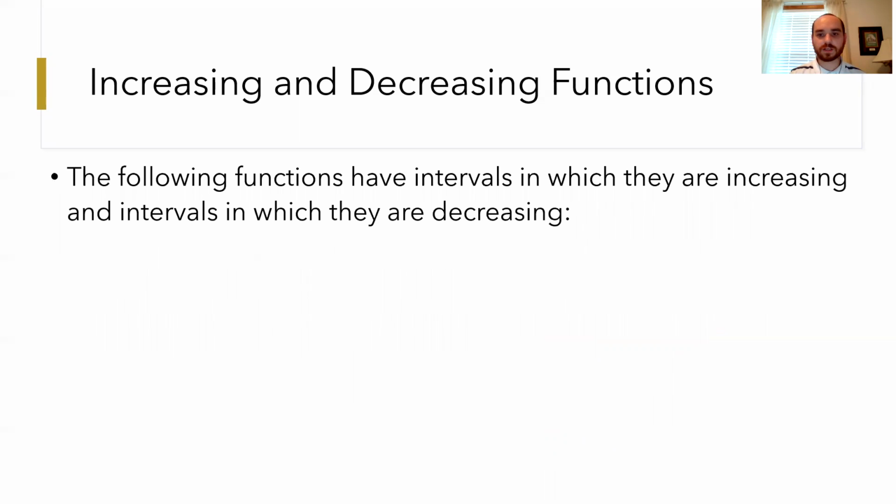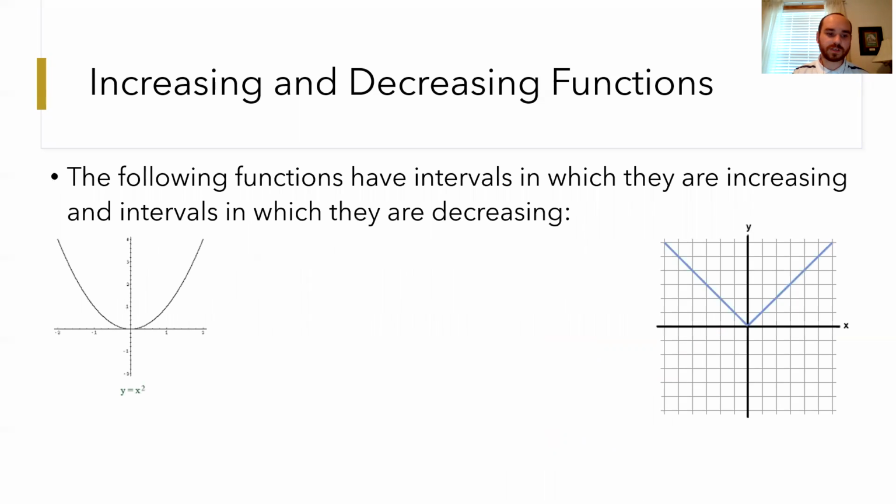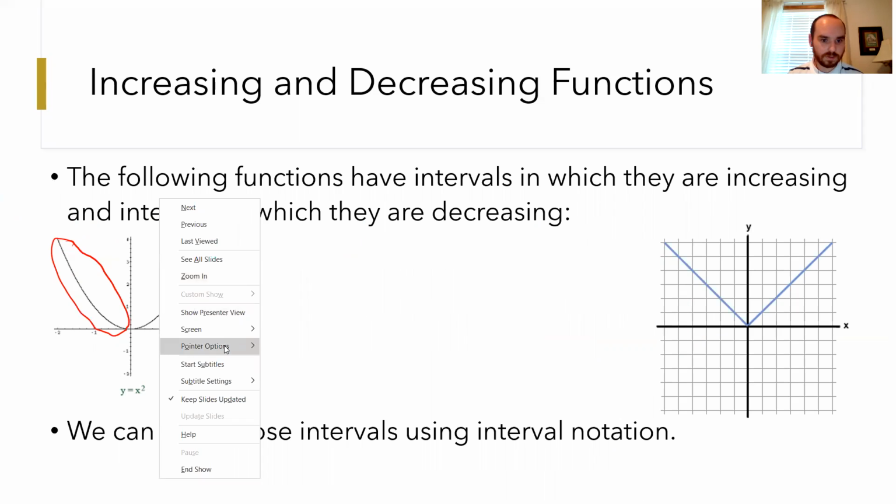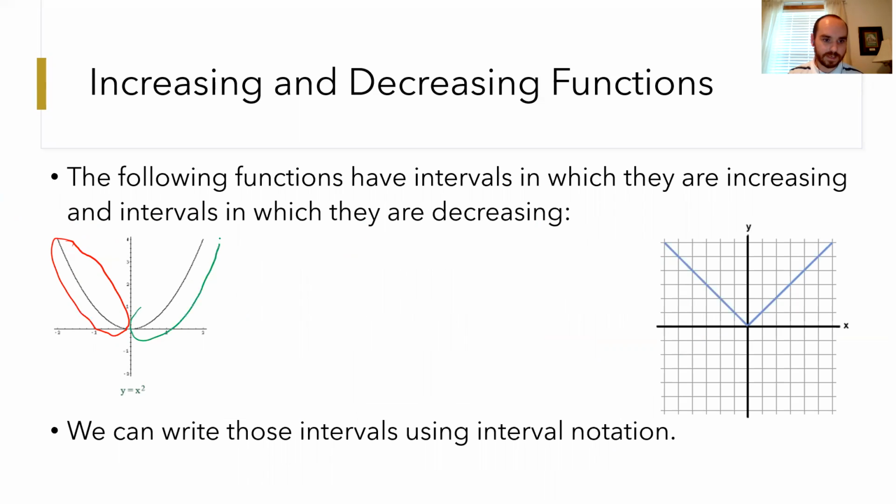So the following functions that we're going to look at have intervals in which they are increasing and intervals in which they are decreasing. So this was the y equals x squared, and this is the absolute value of x. We can write these intervals using interval notation. So if we look first, they both actually have the same intervals. They're both decreasing on this side of the y-axis, and then they're both increasing on this side of the y-axis. And that's the same over on the other side as well.